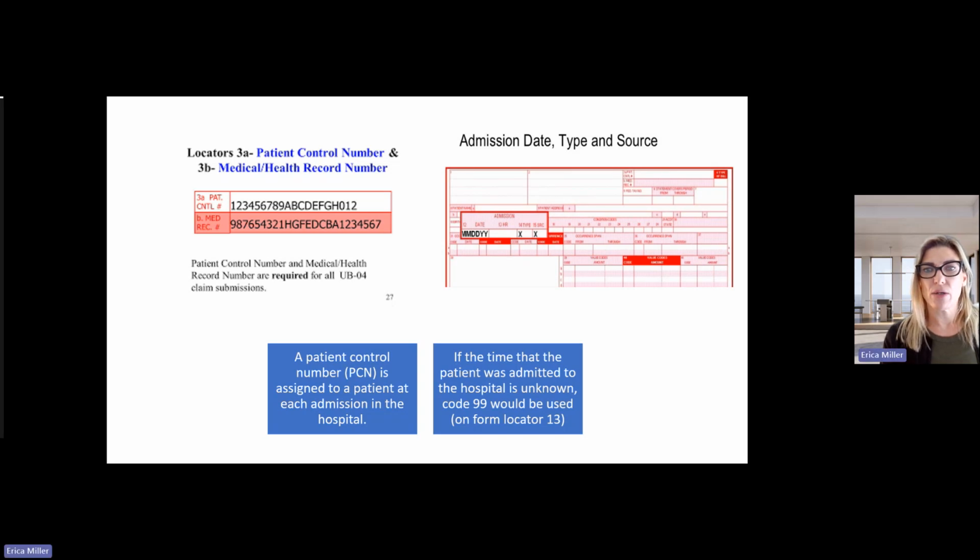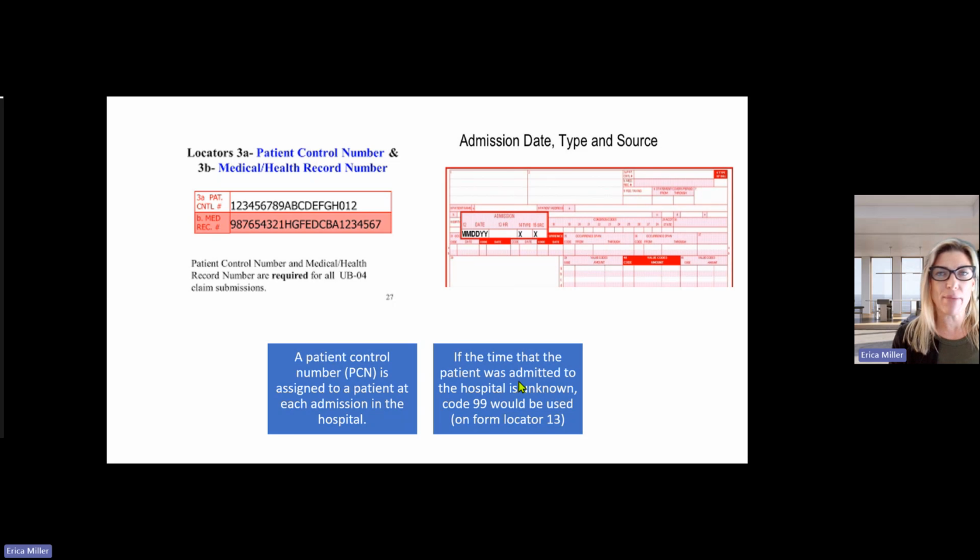Let's see here. Let's talk about patient control numbers. So a patient control number is assigned to a patient at each admission to a hospital. So a patient goes into the hospital, admitted every other day, they're admitted and discharged. They're going to get a new patient control number every time the patient is admitted. And that is going to go in the form locator on the UB04, 3A, admission date, type, and source.